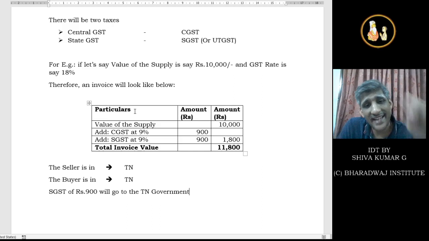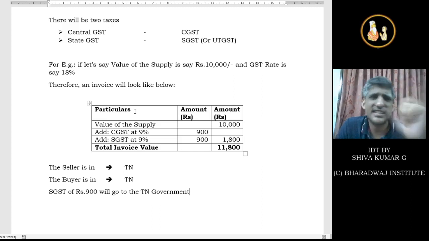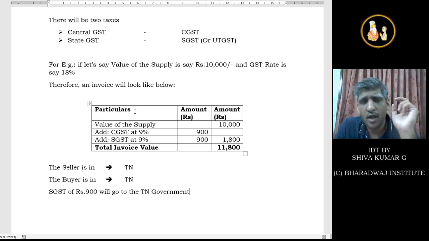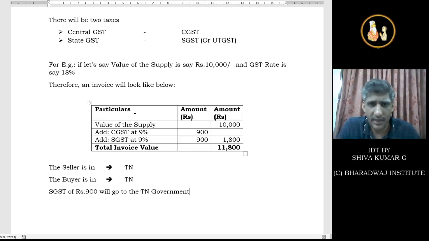Of what tax? The SGST of 900. CGST, there's only one central government. One sun, one moon, one superstar, one CGST. We don't worry about the CGST, everything will go to the central government. Every day Modi will take that money, 900 rupees. After 2024, whoever is the prime minister will take that money, no problem.